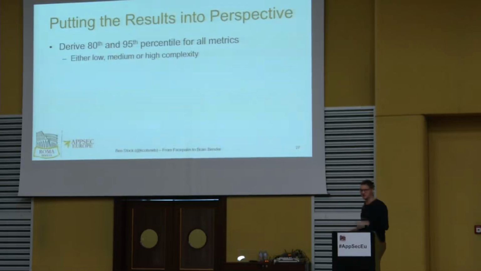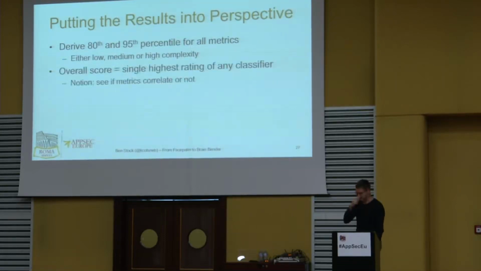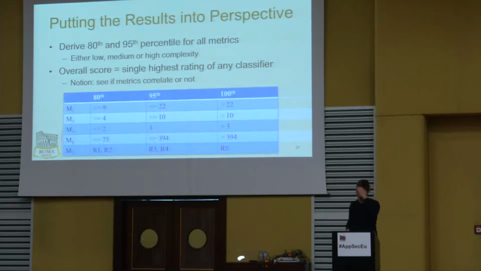So this 80-20 is like the Pareto principle going on. The overall score was determined as follows: for each data flow, we collected these 5 metrics, and we used the single highest rating of any classifier to determine how complex the data flow would be. The idea was to see whether one metric is sufficient. If one metric tells us the data flow is complex, and it overlaps with everything the other metrics mapped to complex, then we don't need the other 4 metrics. We can just use the one metric. And these are the classification boundaries that we see.